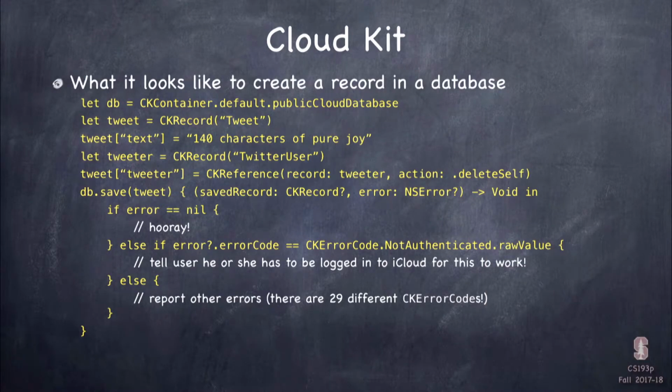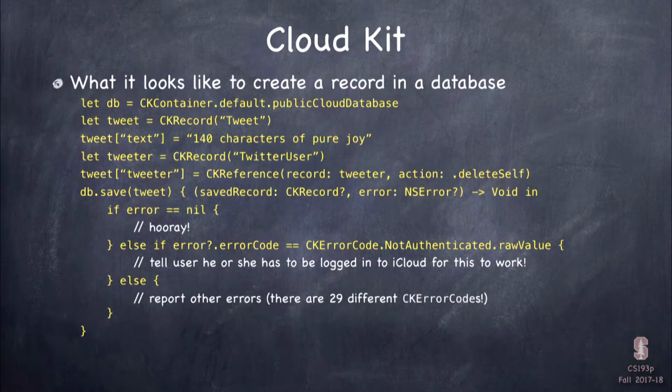Well, I have to provide this closure and it's going to call me back once it's finished or if there were an error. Now, this networking programming, always a lot of error handling. If you guys haven't done networking programming, get used to it. There are 29 different errors in CKError, and not all of them can happen on every operation, but a lot of them can.